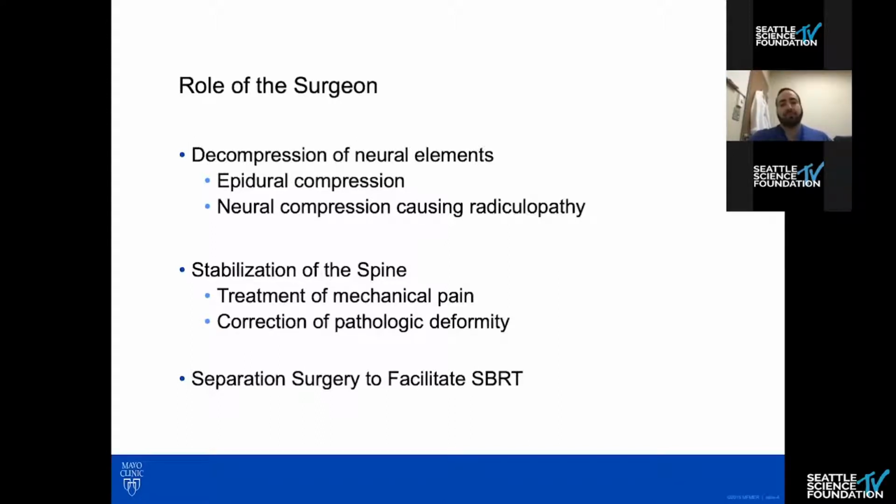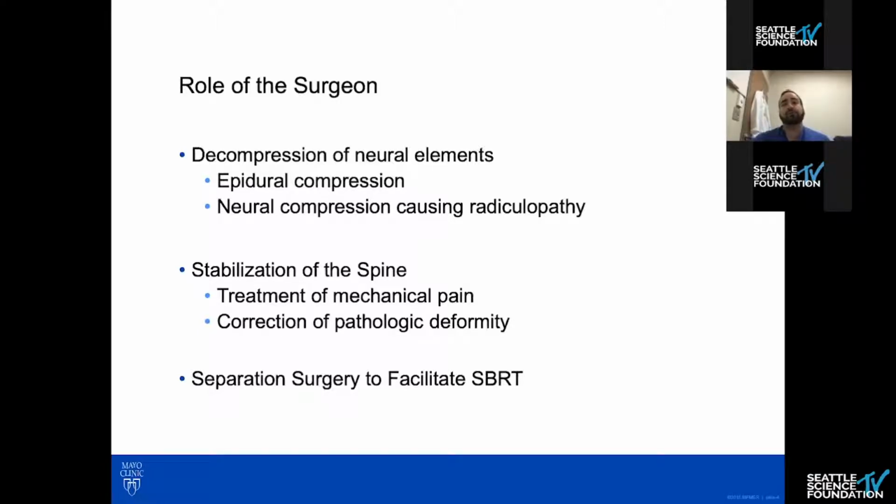And more recently, as local disease control through spinal stereotactic body radiotherapy becomes popular, we're being asked to treat essentially asymptomatic patients with epidural cord compression that need separation of the tumor from their cord in order to facilitate very, very high doses of radiation. And the reason that's more and more relevant is because the minimal doses of radiation needed to treat the metastatic lesions are almost always higher than the maximal spinal cord tolerance necessary.